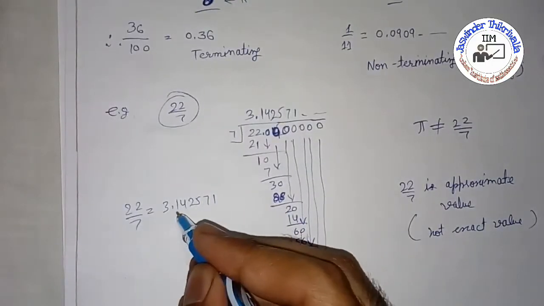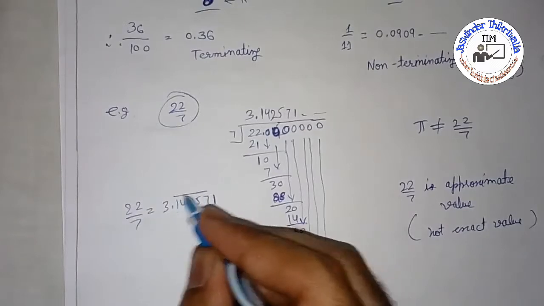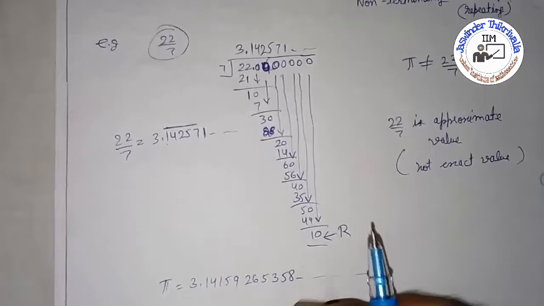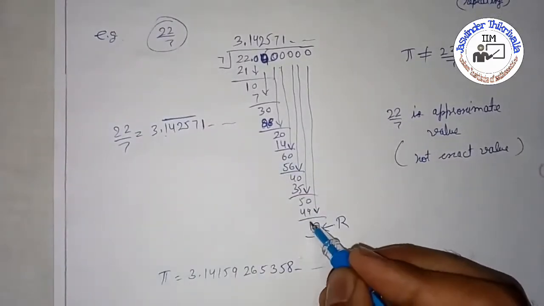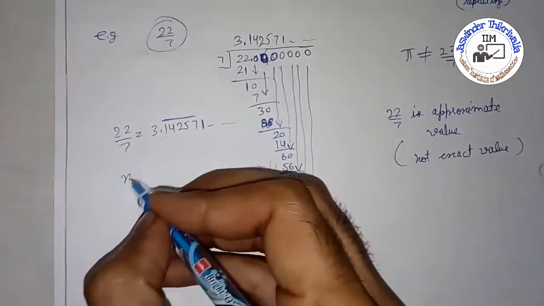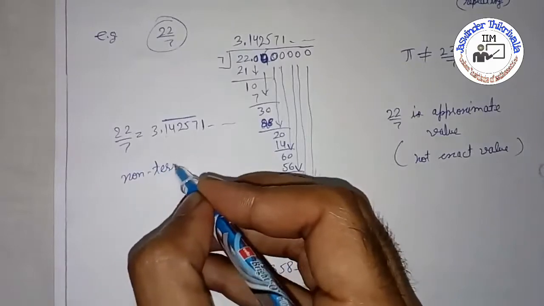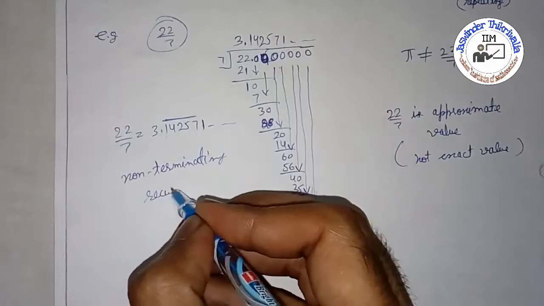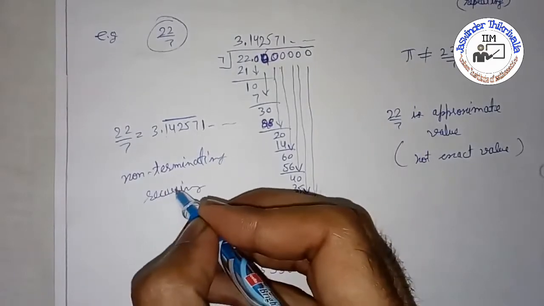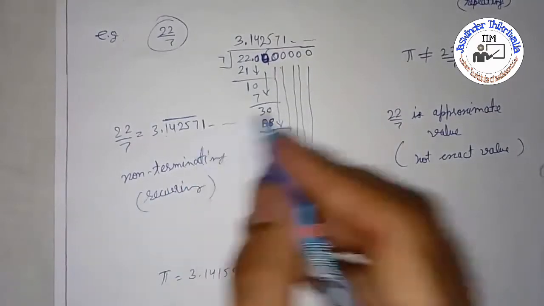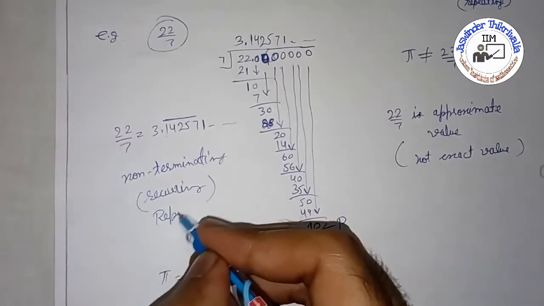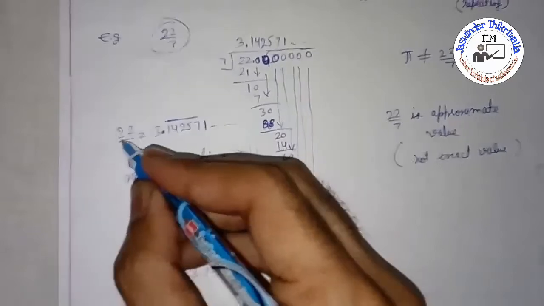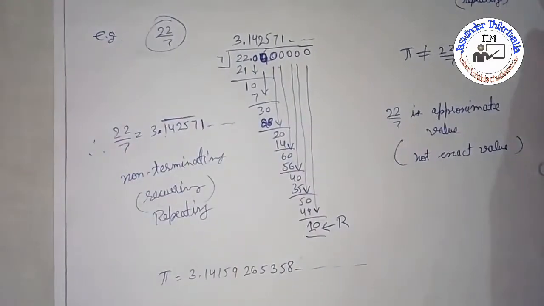Because this remainder is non-zero, it means the number 22 upon 7 is 3.142571. Because this 1 is repeating itself, it means this value will again repeat. So this expansion is which type of expansion? First of all, its remainder is not 0, so it means it is non-terminating. Second, it is recurring. Recurring means repeating, because its quotient is repeating itself. This is the decimal expansion of 22 upon 7.